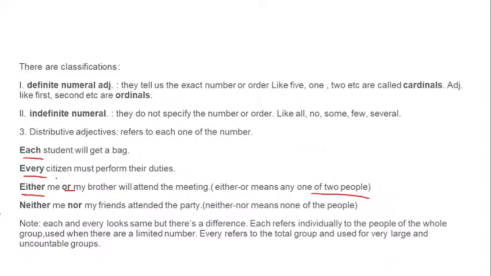But the next one is neither me nor my friends attended the party. That means none of the people. It carries a negative sense. Neither carries a negative sense and either carries a positive sense. It will mean that any one of us will surely perform the function. And in neither and nor, it means that no one of us will perform that. It gives an idea of distribution.